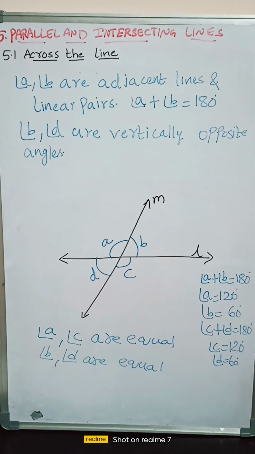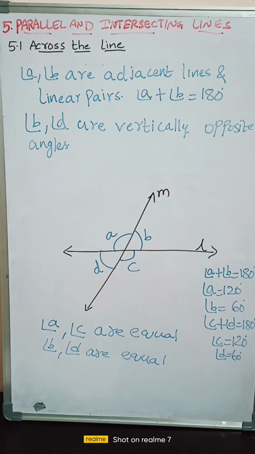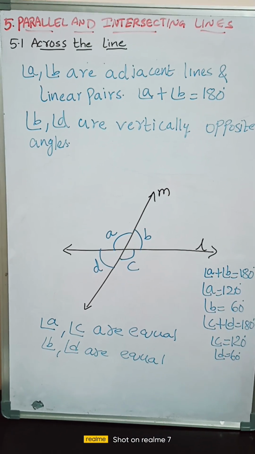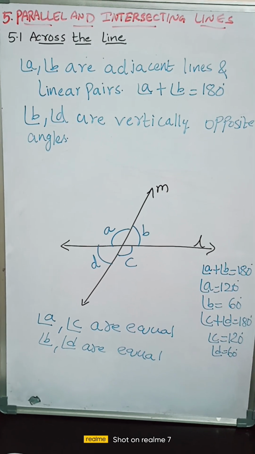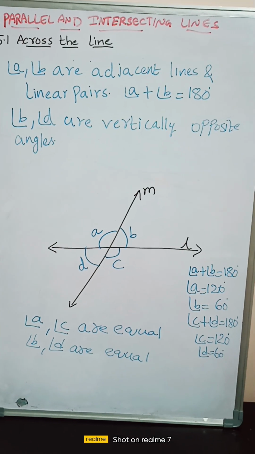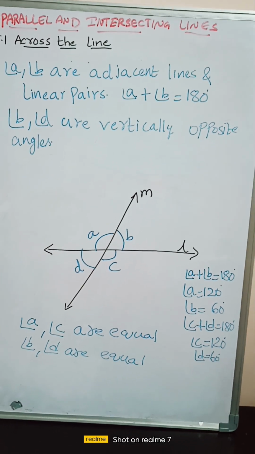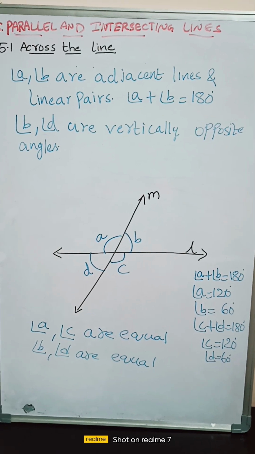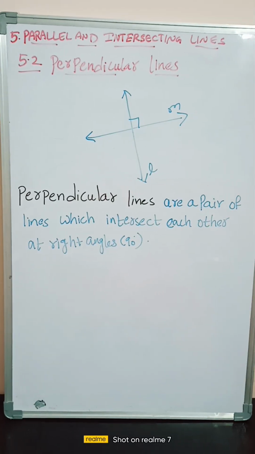So here angle A and angle B are adjacent angles because they are side by side. They are known as adjacent angles and linear pairs. Angle A plus angle B is 180 degrees. A, B are adjacent angles. Here B, D are vertically opposite angles.